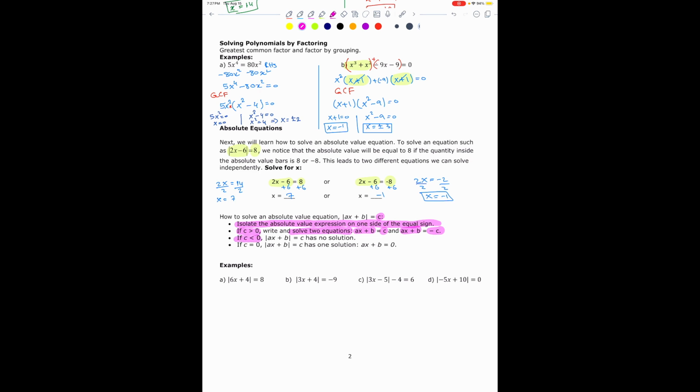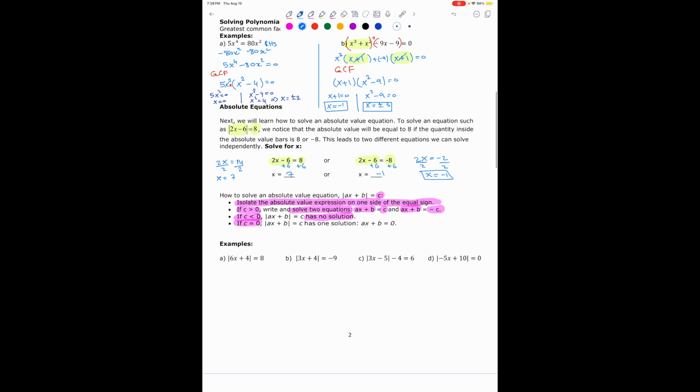If C is negative, it's an impossible outcome, and in this case we don't have any solutions, because anything inside of the absolute value has to be positive. The absolute value basically represents a distance, and the distance cannot be negative. If C is equal to 0, if the right-hand side is equal to 0, then we will have just one solution, because -0 is not a thing.